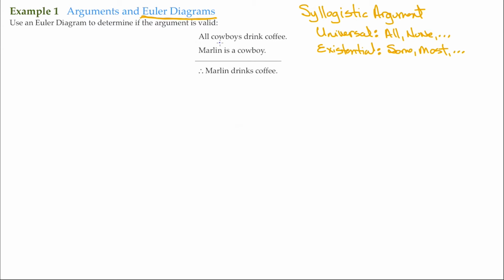So for the first premise here, all cowboys drink coffee, it's made up of two entities. We have cowboys and we have coffee drinkers. So I'm going to represent the cowboys. I'm just going to use a small circle. I'm just going to label it as cowboys. And then I'm going to do the coffee drinkers here. So here's our coffee drinkers.